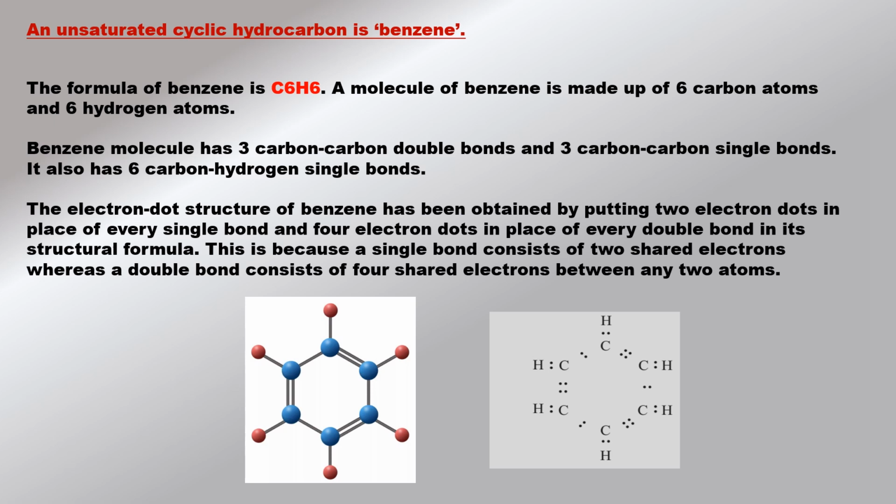The electron dot structure of benzene has been obtained by putting 2 electron dots in place of every single bond and 4 electron dots in place of every double bond in its structural formula. This is because a single bond consists of 2 shared electrons, whereas a double bond consists of 4 shared electrons between any 2 atoms. The unsaturated cyclic compounds like benzene are called aromatic compounds.